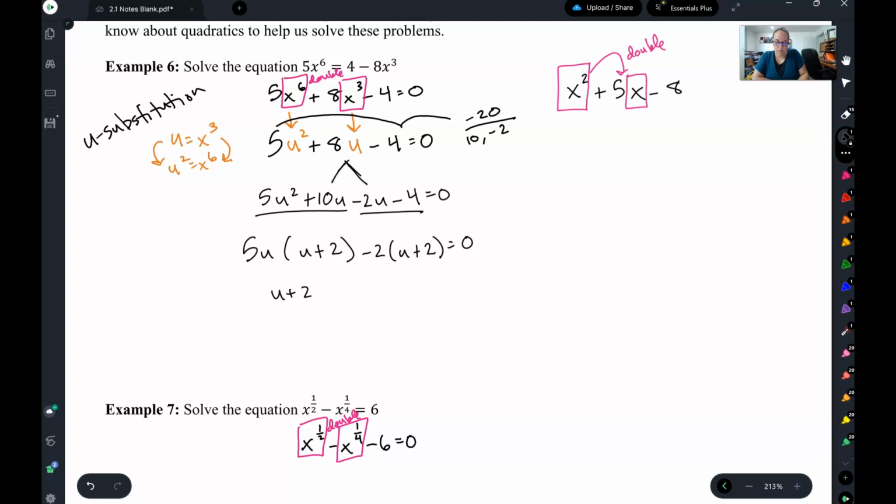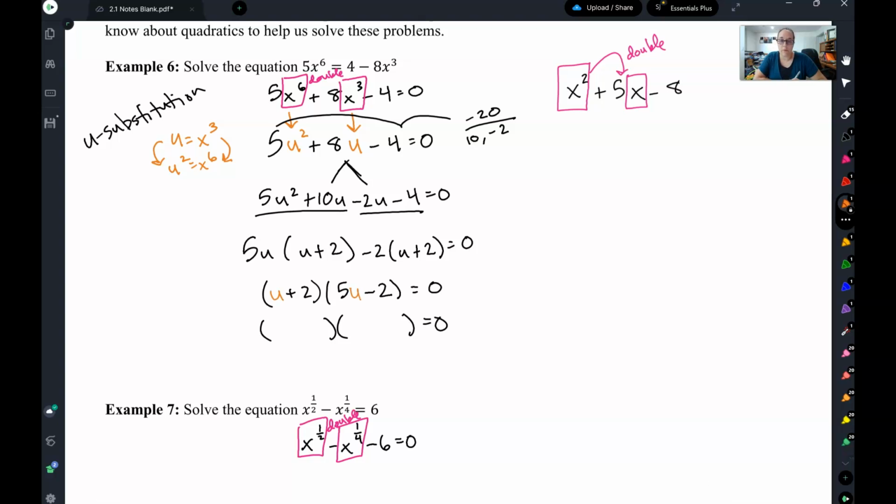And then both of those have a u plus 2 in common. So I take a u plus 2 out of that. I'm left with 5u. And when I take a u plus 2 out of that, I'm left with a negative 2. And now I'm all factored. Now, at this point, I'm actually going to go in and change my u's back to what I started with. Because remember, the only reason they were used in the first place was to make the factoring nicer. And now that we're all factored, we don't need them anymore. That was their whole purpose.